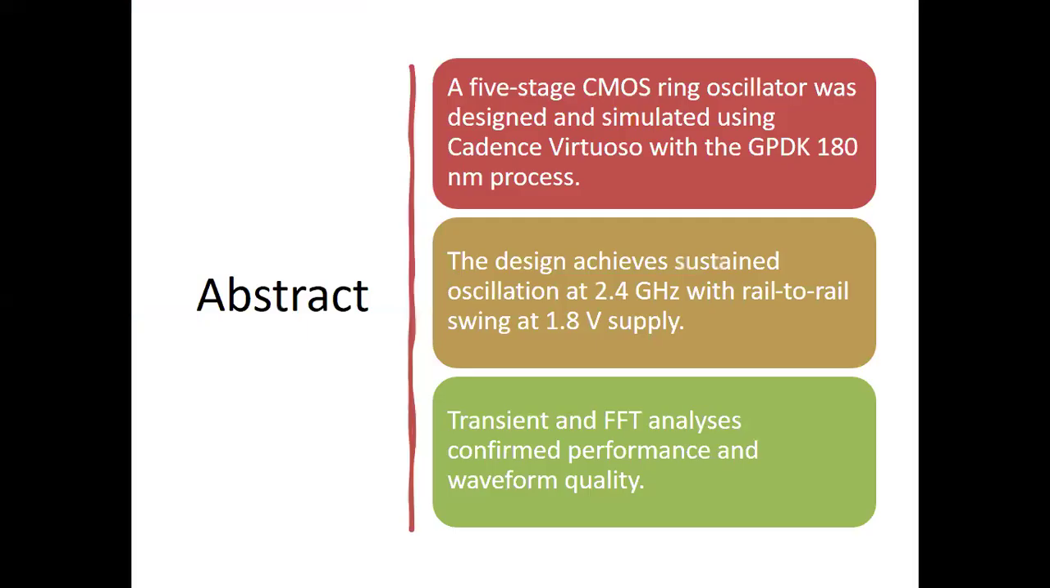Moving ahead, we will talk about the abstract. In this project, we designed and simulated a five-stage CMOS ring oscillator using the Cadence Virtuoso tool and the GPDK 180 nanometer technology library. The circuit was powered at 1.8 volts and the simulation confirmed a stable oscillation frequency of about 2.4 gigahertz. The waveform analysis also showed the expected odd harmonics, proving that the oscillator worked as intended. This establishes a solid foundation for analog and RF circuit integrations.